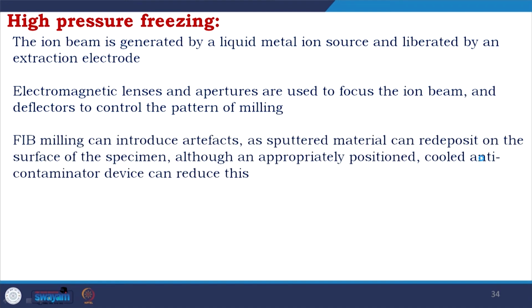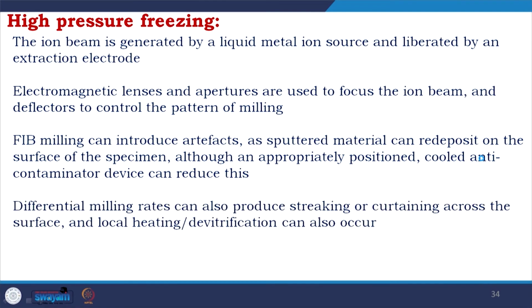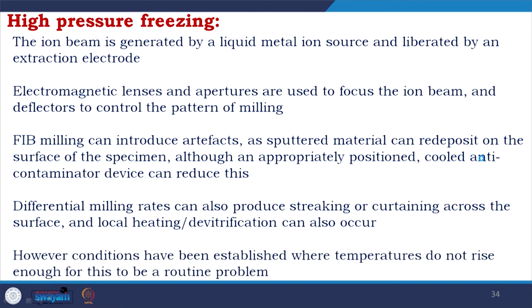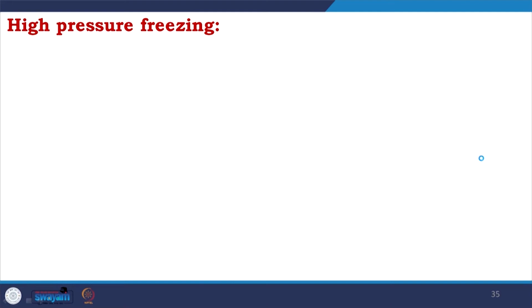FIB milling can introduce artifacts, as sputtered material can redeposit on the surface of the specimen, although an appropriately positioned cooled anti-contaminator device can reduce this effect. Differential milling rates can also produce streaking or cutting across the surface, and local heating devitrification can also happen. However, conditions have been established where temperatures do not rise enough for this to be a routine problem.